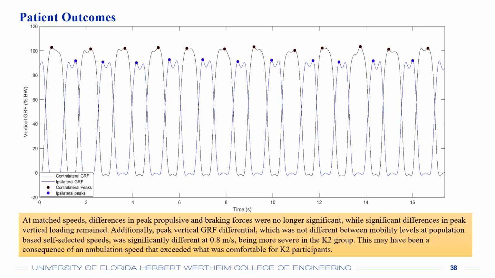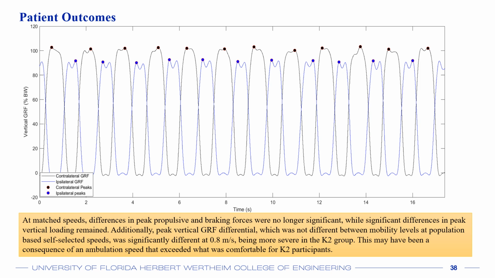With respect to the kinetics, there were some differences at self-selected speeds. However, their disappearance at match speeds likely indicates they could be attributed to the increased walking speed of the K3 participants. However, at match speeds, there were some significant differences that persisted, including that the peak vertical ground reaction forces were greater in the K3 group, while the differential between the contralateral and ipsilateral limb of the peak vertical ground reaction forces was greater in the K2 group. This indicates greater loading for the K3 participants, with more kinetic asymmetry for the K2 participants.